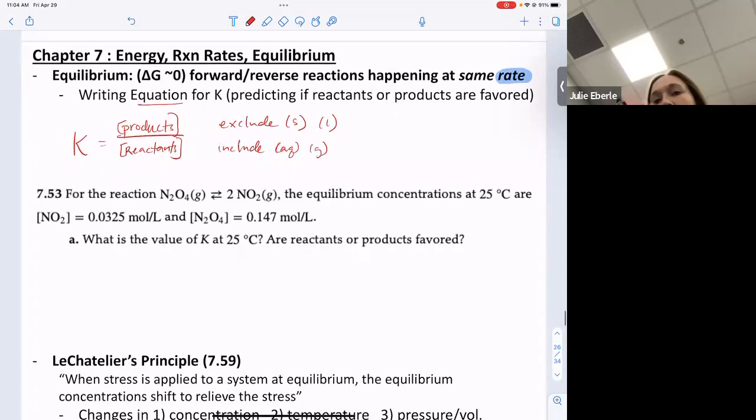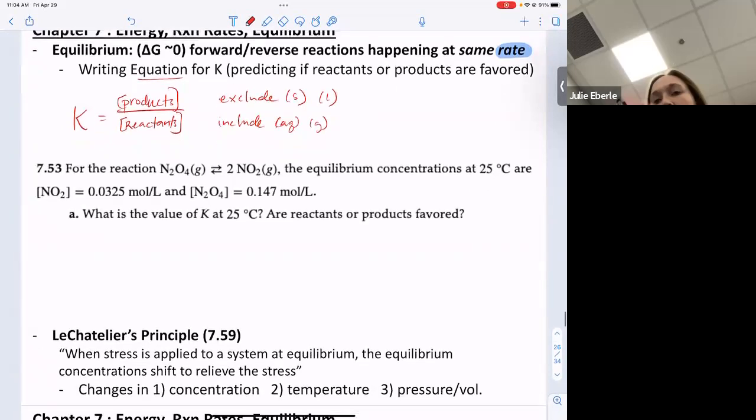Okay, so 7.53, right beneath here. For the reaction, N2O4 makes NO2. So I did this as a demo in lab. I had that vial of brown gas. You guys remember I put the vial in the hot bath and I put the vial in the cold bath, and we saw how the brown became more intense or less intense in the vial. This was this reaction, okay?